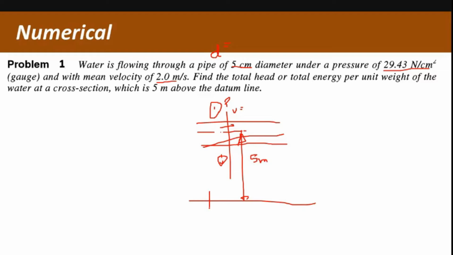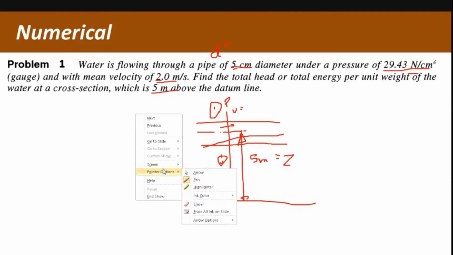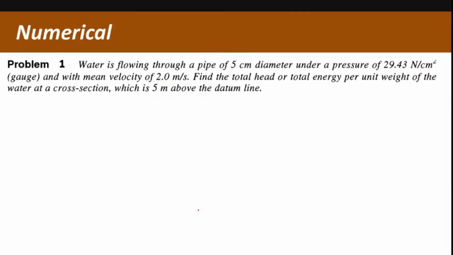Okay, so this is the datum. So basically this 5 meter is nothing but the datum head denoted by Z. Z is given, V is given, P is given, and diameter is given. We are supposed to solve this problem. It is a very simple problem, you just have to apply Bernoulli's theorem.